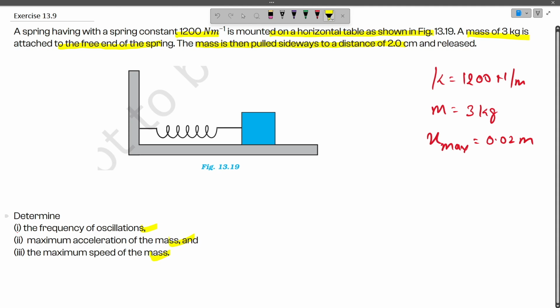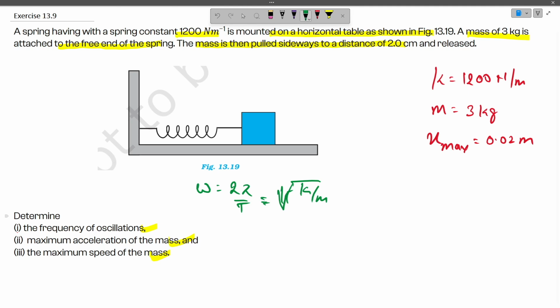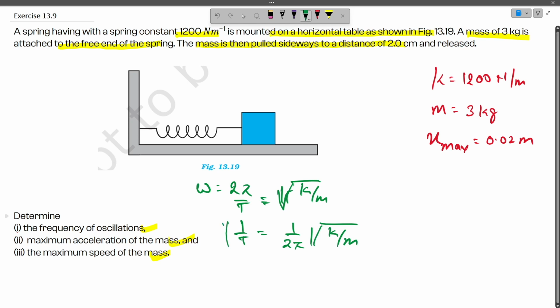So let us recall the formulas that are used to calculate these values. We know that in SHM, angular frequency can be written as omega, and that is equal to 2 pi by T. Now for the spring mass system, we know that omega can be written as root under k by m. From this we can infer the frequency as 1 by T, and that would be equal to 1 by 2 pi root under k by m. So we can calculate frequency with this formula.